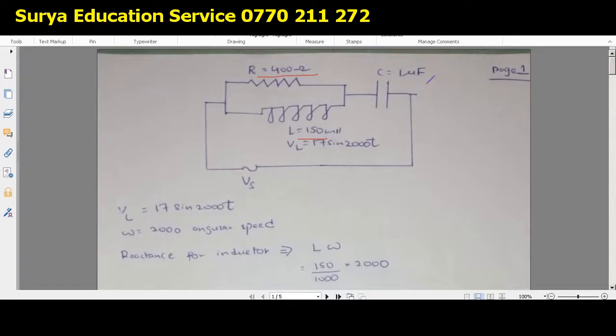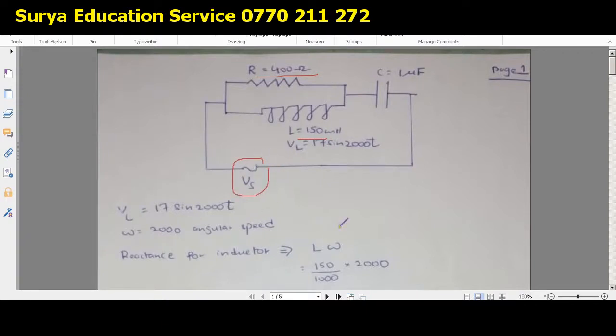Okay, so now here you can very clearly see that the resistor and the inductor are connected in parallel. After that, it is connected to the capacitor in series, right? So then the circuit is completed, and here we have the main voltage source.